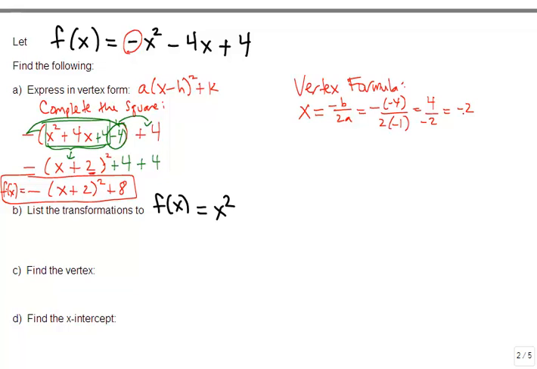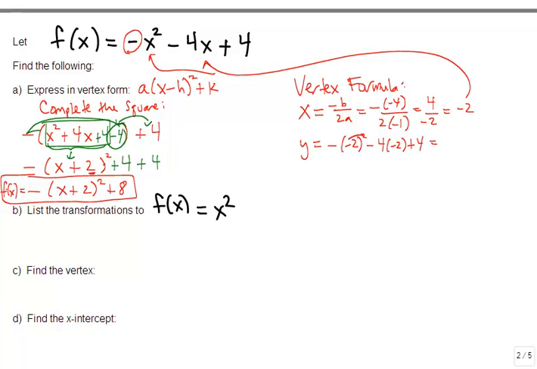So now that I know what x is, all I have to do to find y is plug it in for these two x values. So y is going to be negative 2 squared using parentheses minus 4 times negative 2 plus a 4.